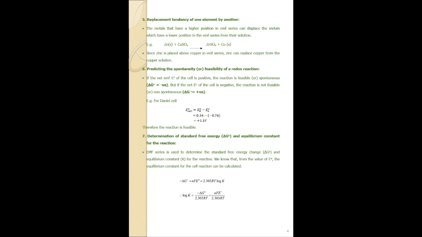And then the last one here is determination of standard free energy, that is delta G naught, and equilibrium constant. Here comes the formula: log K is equal to minus delta G naught by 2.303 RT, which is equal to nF E naught by 2.303 RT. By using this formula, you can calculate delta G naught by knowing the equilibrium constant. So this formula gives a relationship between standard free energy delta G naught and equilibrium constant Kc.